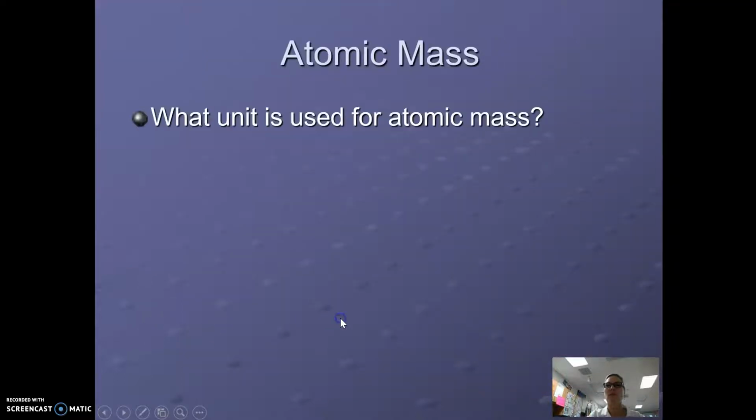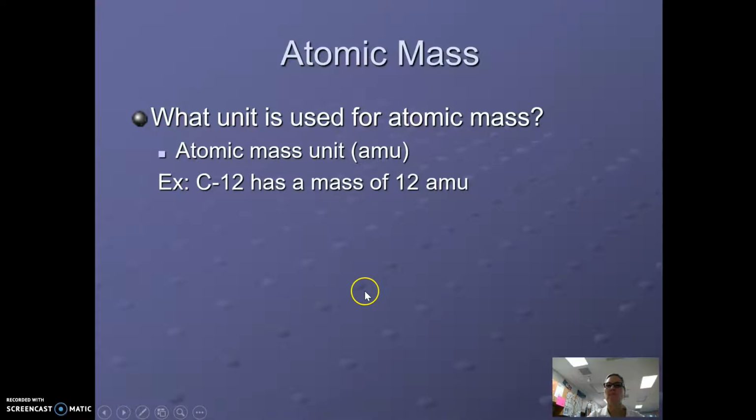So let's just go back to something we already know about. We already know about atomic mass. And if you remember, what unit, think back, is used for atomic mass? It's called the AMU, an atomic mass unit. So when we say C-12 or carbon 12, it has atomic mass units of 12. That means its total mass, protons and neutrons, must equal 12. Okay? And the periodic table gives you those numbers. We also call it relative atomic mass.